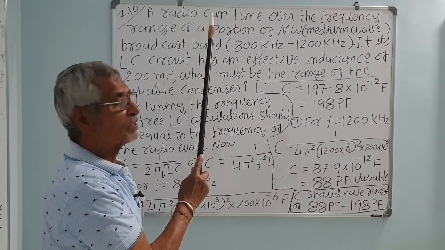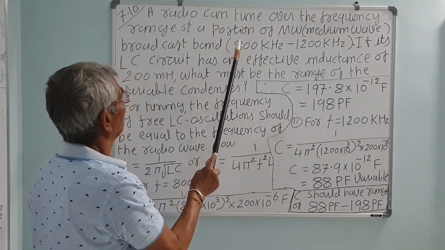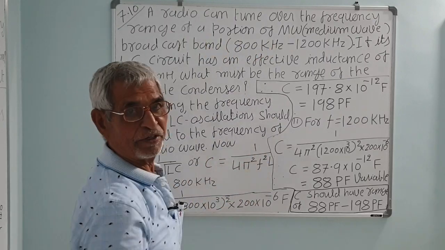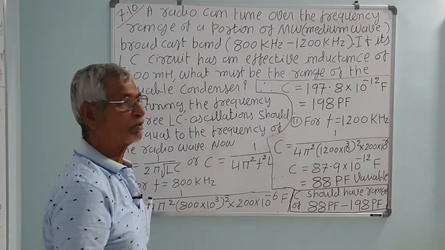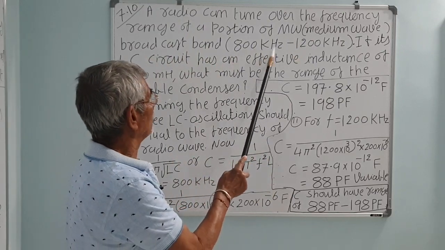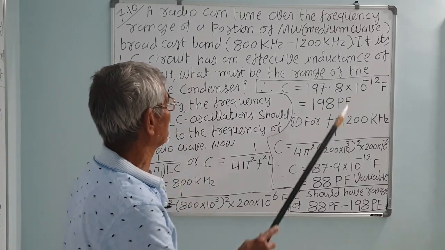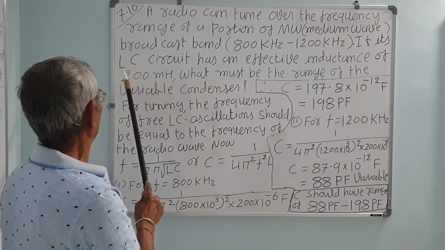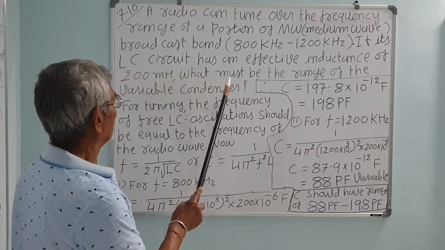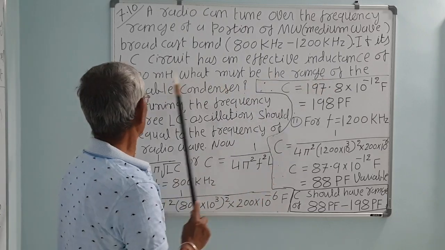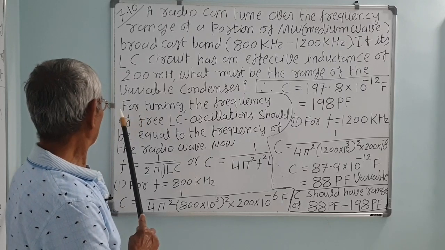7.10. This is an important question. A radio can tune over the frequency range of a portion of the medium wave broadcast band, between 800 kilohertz and 1200 kilohertz. So the radio is tuned between these two frequencies. If its LC circuit has an effective inductance of 200 millihenry, what must be the range of the variable condenser, that is the capacitance of the capacitor?